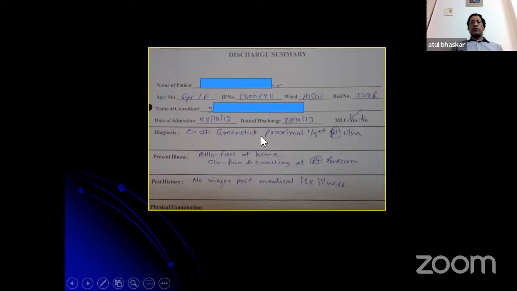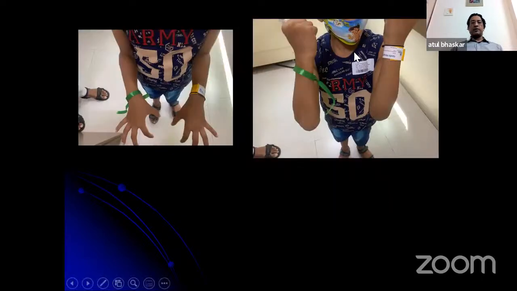So this is not an uncommon scenario, and this is from a medical college. So it's not an uncommon scenario, either in a college or in practice. Missing a Monteggia fracture is extremely common.